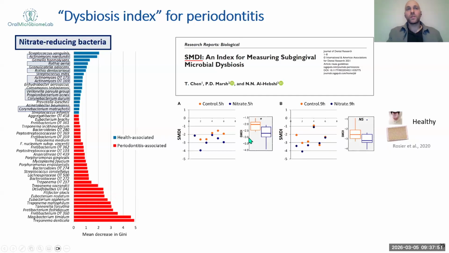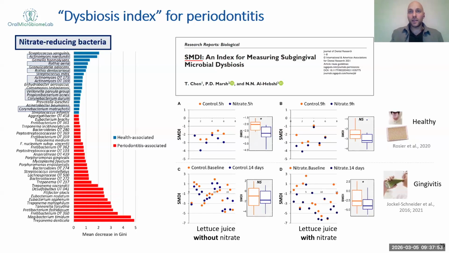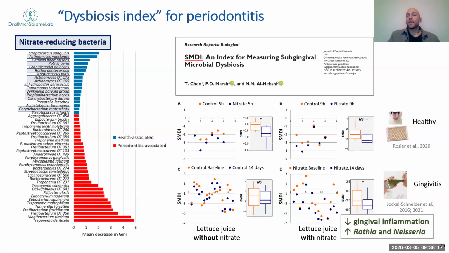So that was nice, but what's much more relevant is that they also applied this index to a study by Jaco Snyder and colleagues, where they compared lettuce juice without nitrate with lettuce juice with nitrate in individuals with gingivitis. And they found that lettuce juice without nitrate did not affect the dysbiosis index, but lettuce juice with nitrate significantly reduced the dysbiosis index. And this was accompanied by a decrease in gingival inflammation and an increase in Rothia and Neisseria. So these results were promising in healthy individuals and individuals with gingivitis.